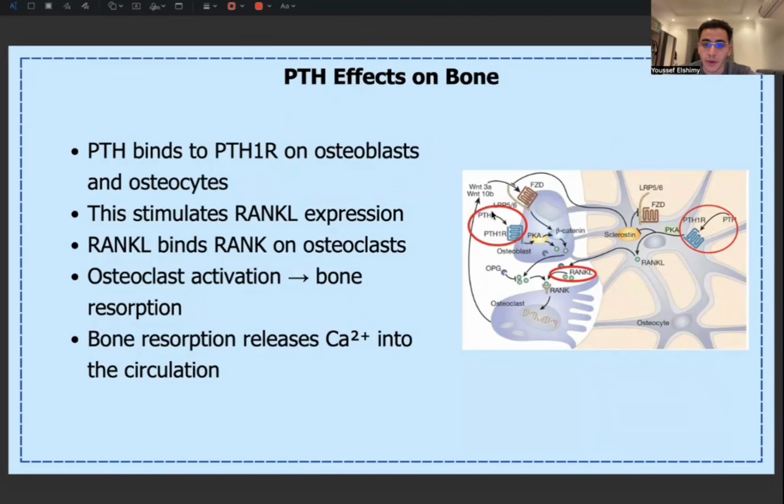So here's PTH that binds to the PTH1 receptor, and this would lead to the stimulation of RANKL expression. This is important. Whenever you have a lot of RANKL expression, it means that more RANK ligand will be able to bind to the RANK receptor on the osteoclast. So as you can see, RANKL binds to the RANK receptors on osteoclasts, and this would lead to osteoclast activation. Once osteoclasts are activated, bone resorption happens. And we mentioned once bone resorption happens, there is degradation of the hydroxyapatite. Then there would be the release of calcium into the circulation to maintain the calcium levels in blood.